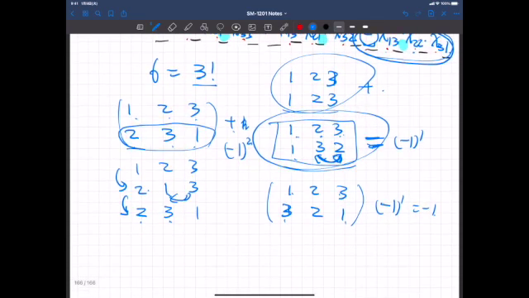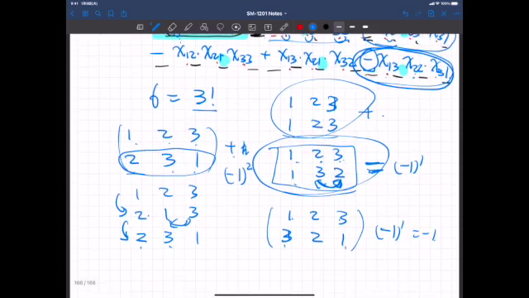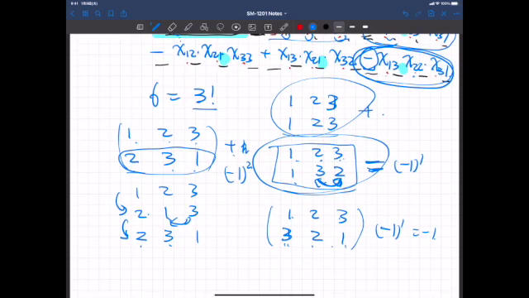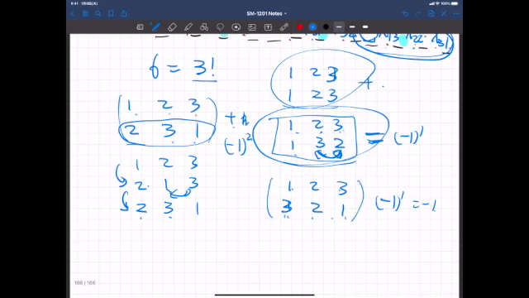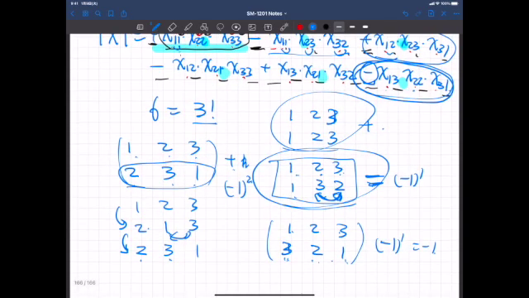So if we can rearrange the order of numbers with an even number of swaps, then the sign is positive. If we can permute the order of these numbers with an odd number of swaps, then the sign is negative. And you should also note that if one permutation can be achieved with an even number of swaps, then it cannot be achieved with an odd number of swaps.